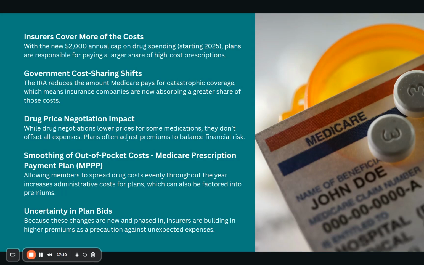And then uncertainty in plan bids. These changes are new and being phased in a little bit every year, so insurance companies are building in these higher premiums as a precaution against unexpected expenses.